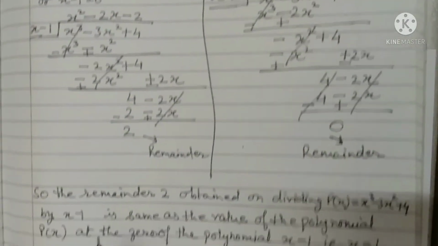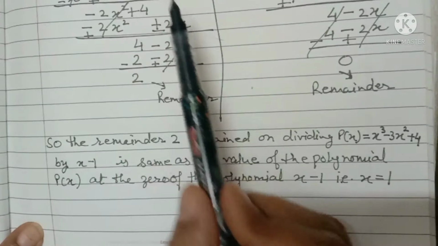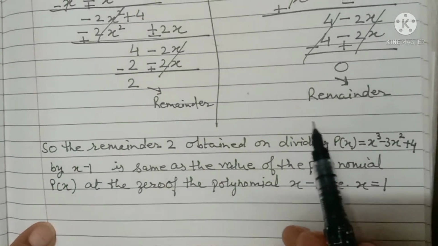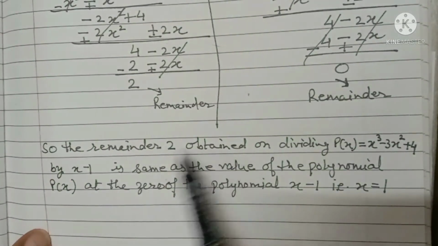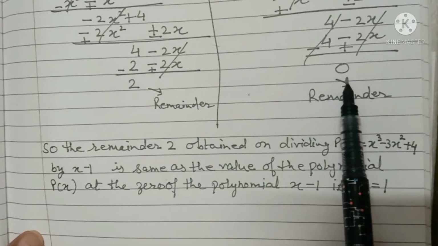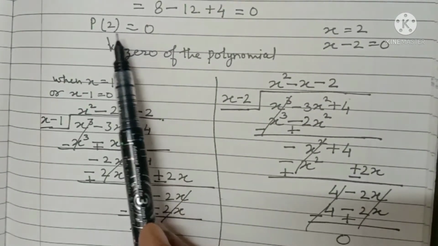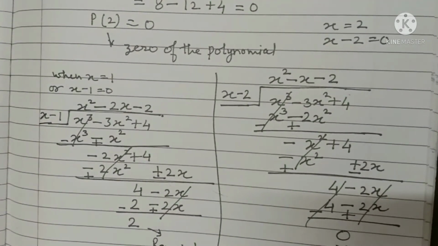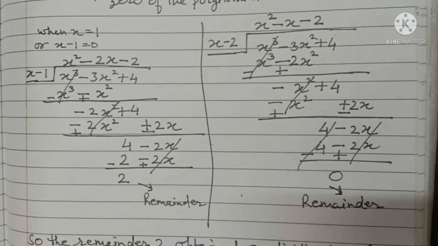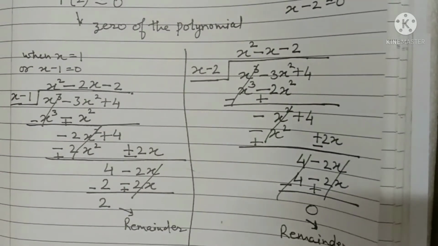So this is for when x is equal to 1, and it is the same when x is equal to 2. The statement will be the same. And for the second, here the remainder is 0 and the value of the polynomial at 2 is 0. So in both the cases, the remainders are the same by the long division method and when we substitute the value of x in the polynomial.